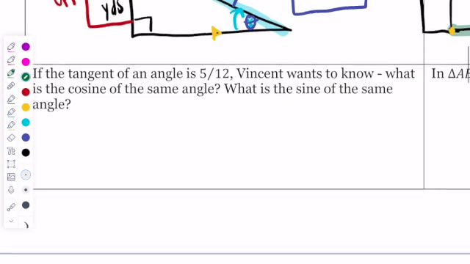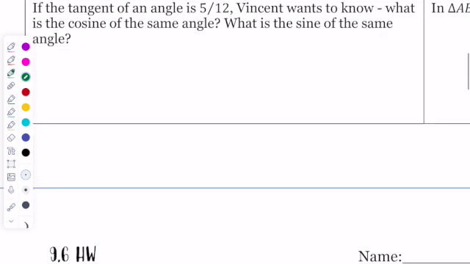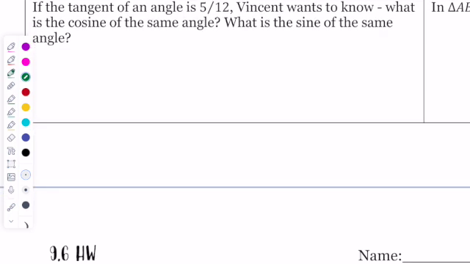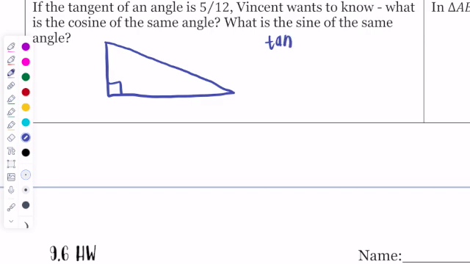All right, last two. It says, if the tangent of an angle is 5 over 12, Vincent wants to know what is the cosine of the same angle and what is the sine of the same angle. So the first thing we're going to do is draw a right triangle. It doesn't tell us what angle we're working with, but if the tangent of that angle, theta, is 5/12, we're going to pick one of the two acute angles to work with. I'm going to pick my angle of elevation like I've been doing, just to stay consistent.